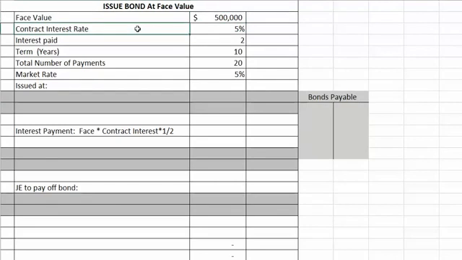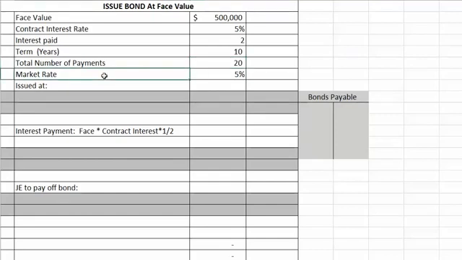We're going to issue that bond, and on the face amount of that bond is the contract interest rate, which is a 5% rate. The interest will be paid 2 times a year, so it's semi-annually, and it's going to be a 10-year life of that bond. So the first thing I want you to calculate is the total number of payments. If you pay interest twice a year for 10 years, you will actually make an interest payment 20 times over the life of the bond.